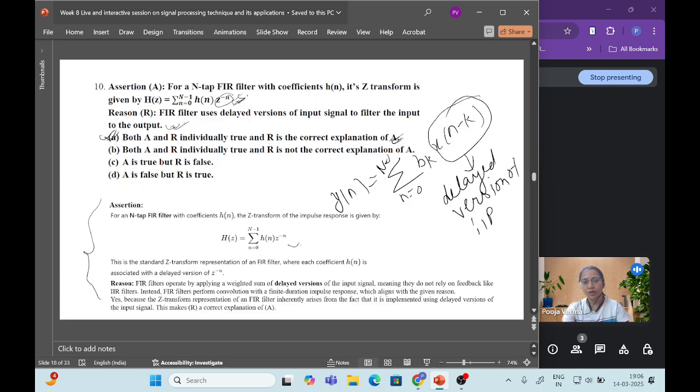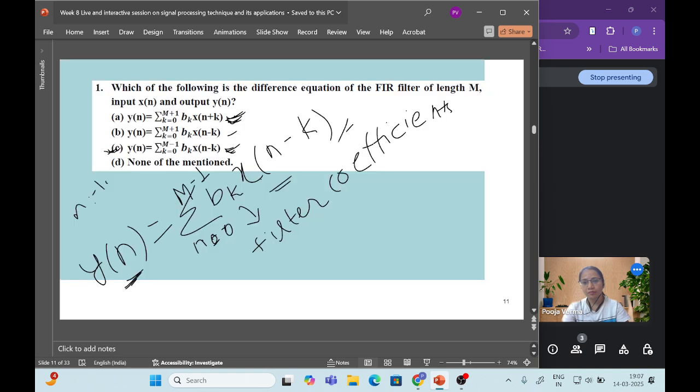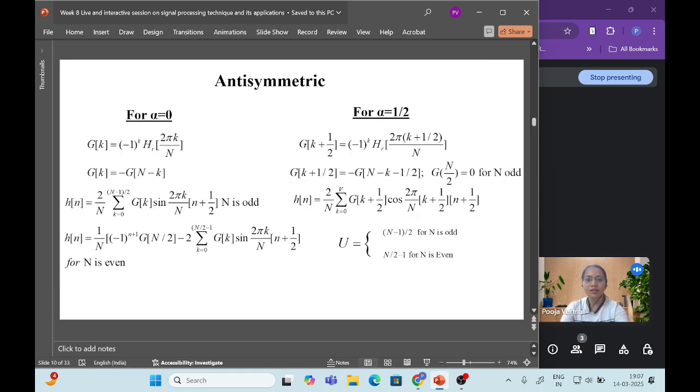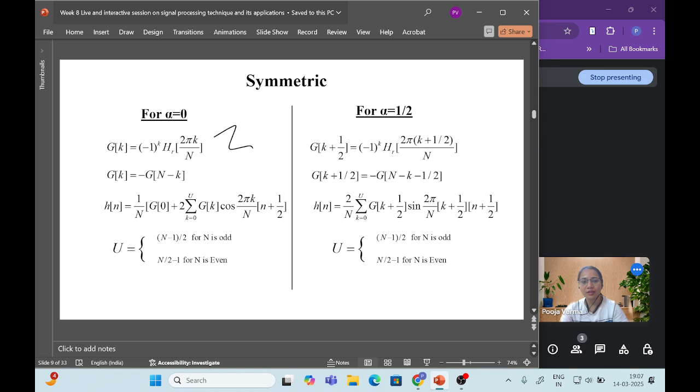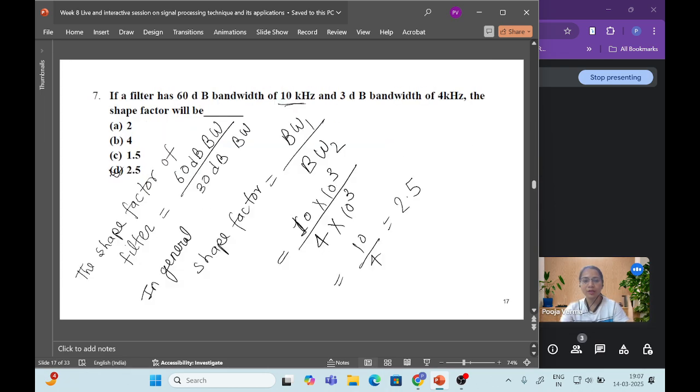I will go to that formula. So this formula will be used here. Here alpha is not given, so alpha equal to 0 we will use for this one. Either this one for symmetric or anti-symmetric function, based on whatever function is given. So it is related to the frequency sampling method.